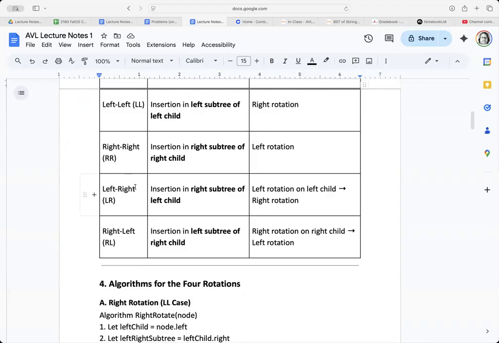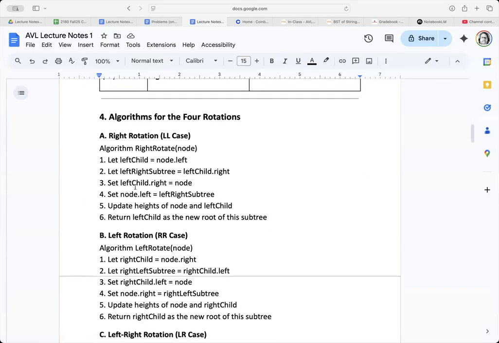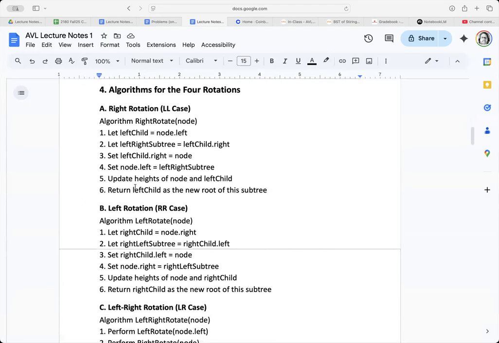Then sometimes we have what I would call a dog leg, where you have the insertion in the right subtree of a left child or the left subtree of a right child. Both of those require two rotations, either a left right or a right left. The first one is to straighten it out by just swapping the two. That causes it not to be a binary search tree anymore, so you then have to rotate the other way to fix it. Here are the algorithms, and I will post this document as well. I think the other document may have the algorithms for the different rotations as well.